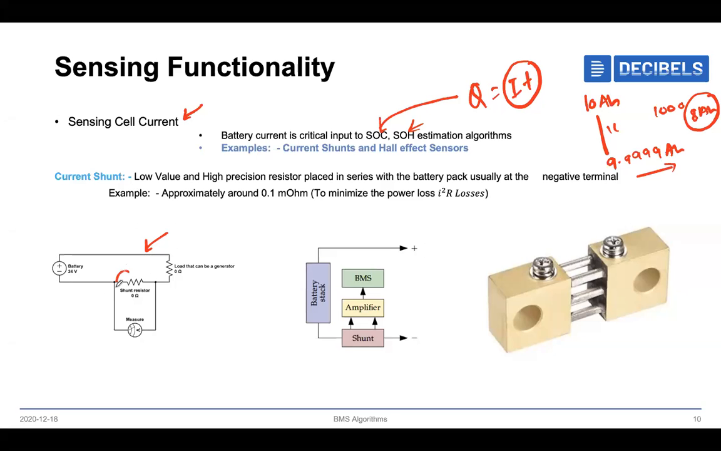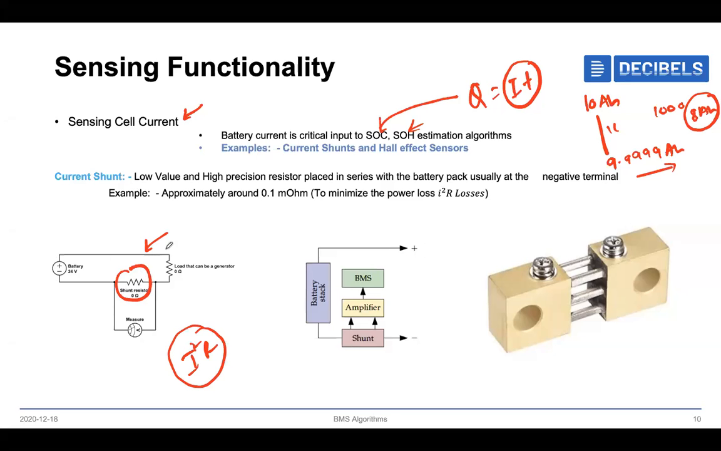In the negative terminal, I am connecting a resistor. The shunt resistor should have a very low resistance value. What will happen if you have a high resistance value? We already discussed that point, that is nothing but I square R.